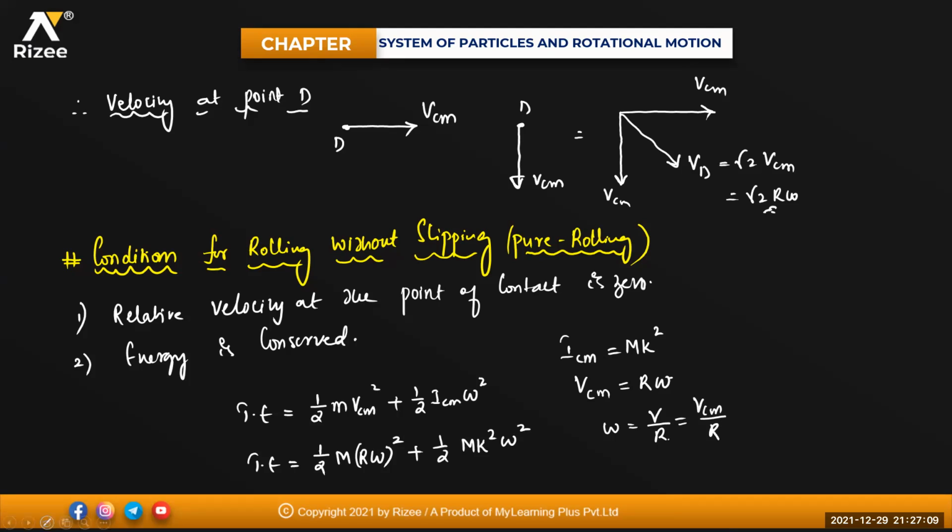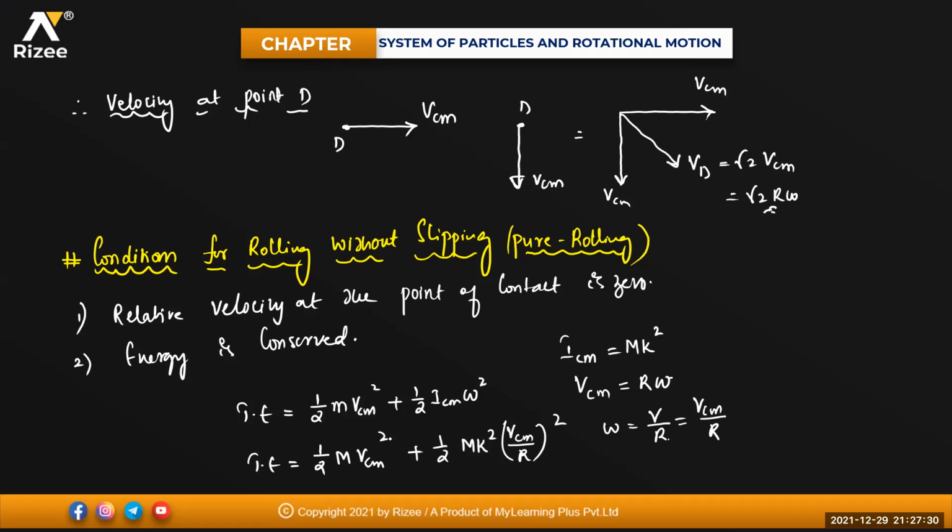That means I'll just rub this one here, and here I can write it as VCM divided by r whole square. And here also I'm writing in terms of VCM only. So I'll write here in terms of VCM only. So this will be equal to VCM square.